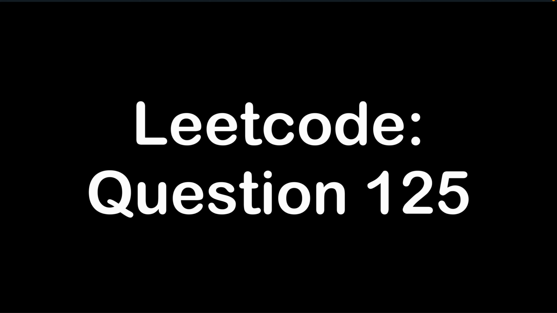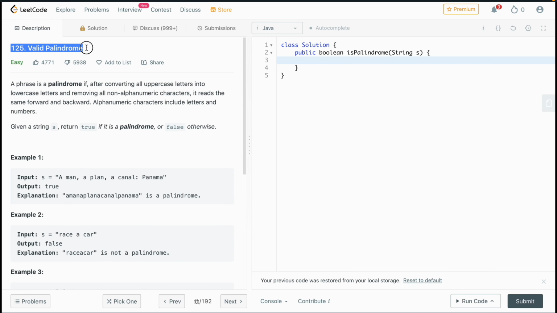Hi, today we're going to be going over the Java solution for Leetcode 125. Valid palindrome. A phrase is a palindrome if, after converting all uppercase letters into lowercase letters and removing all non-alphanumeric characters, it reads the same forward and backwards. Alphanumeric characters include letters and numbers. Given a string S, return true if it is a palindrome, or false otherwise.